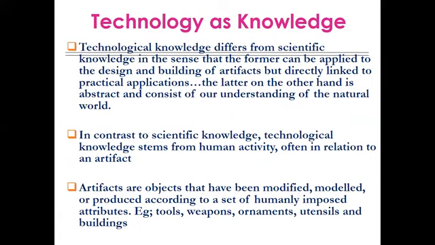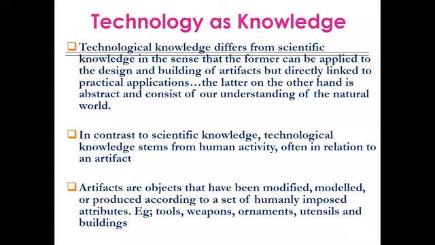How does technological knowledge differ from scientific knowledge? The former, technological knowledge, can be applied to the design and building of artifacts, and is directly linked to practical application. The latter, on the other hand, is abstract and consists of our understanding of the natural world. So they're saying that technological knowledge is different from scientific knowledge. In other words, technological knowledge is the knowledge that is applied to design an artifact, an object that we can use to simplify our lives. But scientific knowledge, they're saying, is the knowing of something, the things we know concerning the natural world, the things we know about sickness and all of that. It's in our mind, not transformed into an artifact.